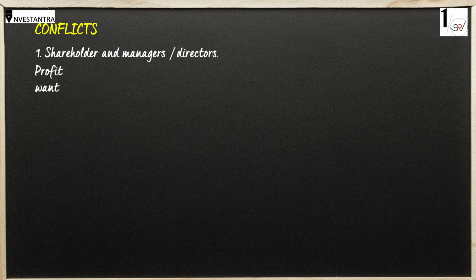When you talk about conflicts, the primary conflict is between shareholders and managers. The idea here is that shareholders, what do they want? They want profit maximization, right? They want to increase their profits. This is what they want. What do managers and directors want? Your directors need to think of all the stakeholders. They can't just think of the shareholder.